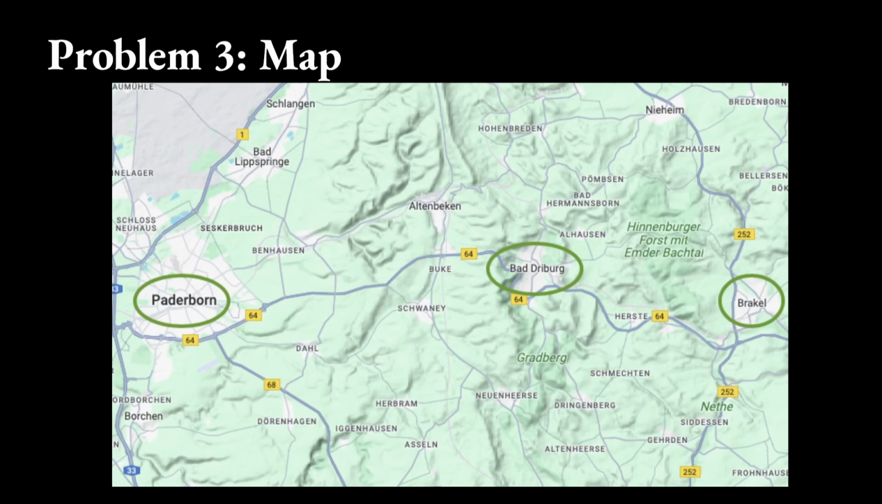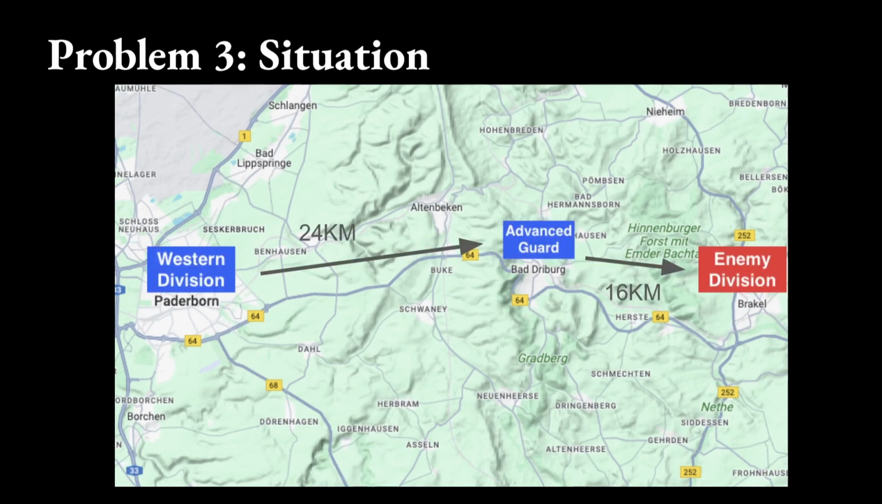This scenario occurs near Paderborn, which is in the west part of the map circled in green. The eastern portion of the map shows Brackel, which is where the scenario begins. And we're using a terrain map today because the ridge lines around Dreiberg and Schweine in the middle of the map form an important part of the solution to the problem.